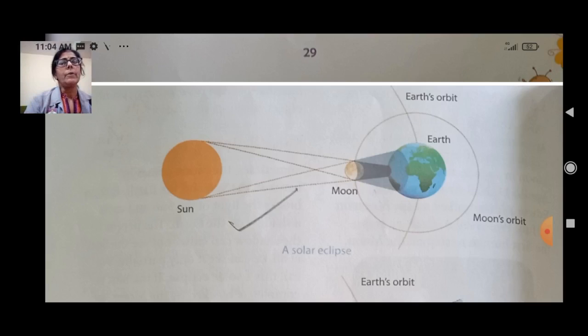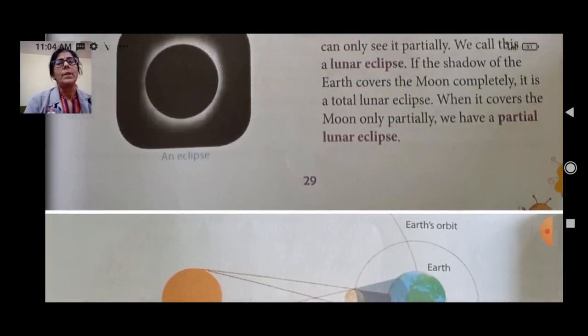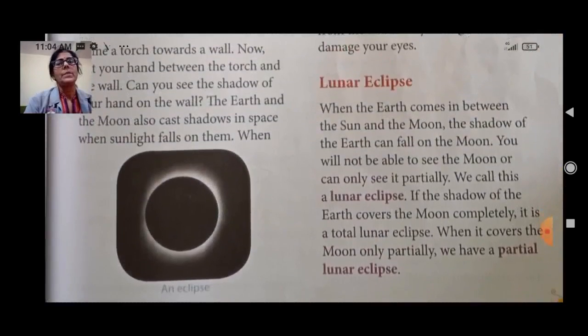And this first picture is of a solar eclipse. Now I will explain the lunar eclipse.